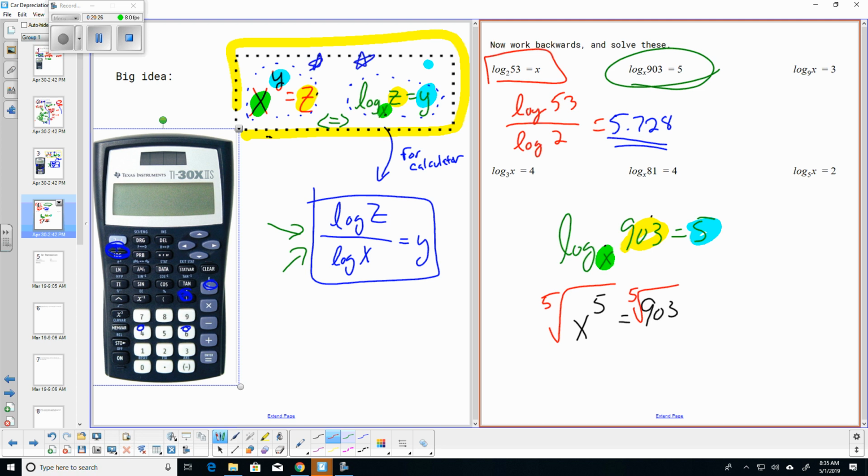I don't know what that is. It's probably not a pretty number. Let's see. So hit the 5 button first, then second, and then the caret button. So you get the root symbol. And then 903, and then enter. You get 3.9001. Okay, so there you go, you're done. Does that make sense? It's not hard, right?